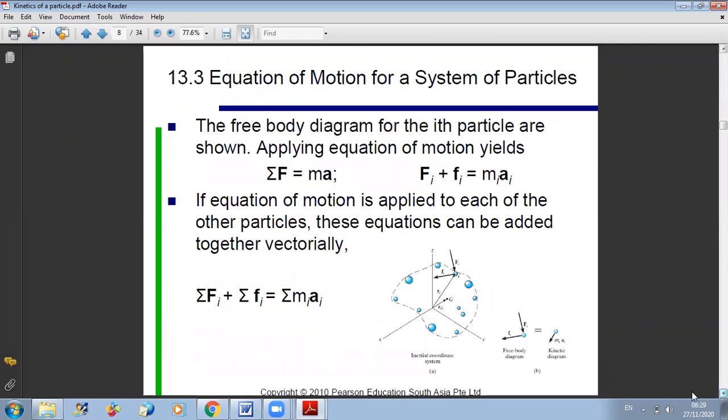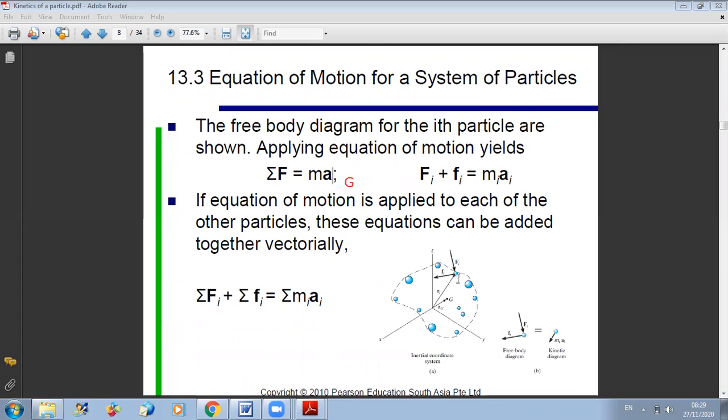Now, if we have a system of particles, okay, we have several particles, we can combine them in one system, and then we can apply the sum of external forces on all particles equals ma. But when we do this, we should take the acceleration of the centroid of the system, okay? Because when I take a system of particles, they can have different accelerations, so I should find the acceleration of their centroid. How to do this?